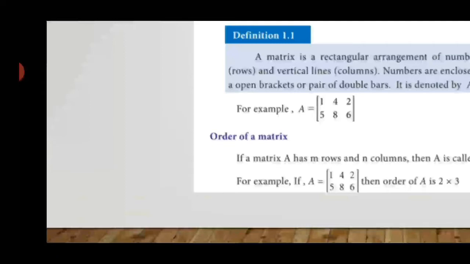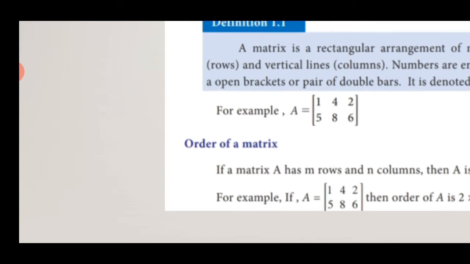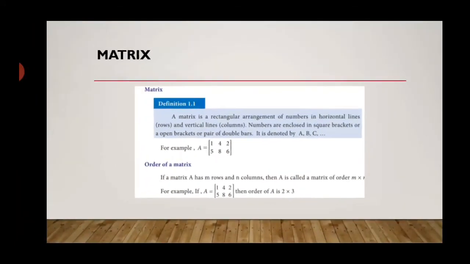So here they have given an example, capital A equal to 1 4 2 5 8 6. They have given two rows and three columns. You can see the first row is 1 4 2, the horizontal line, and the second row is 5 8 6. So two rows, and they have three columns also. You can see the first column is 1 5, second column is 4 8, third column is 2 6. Right.